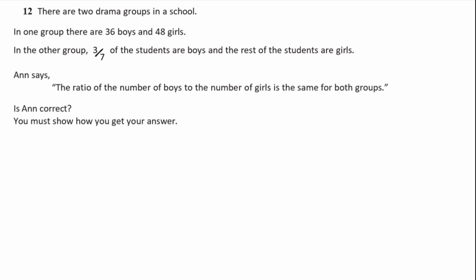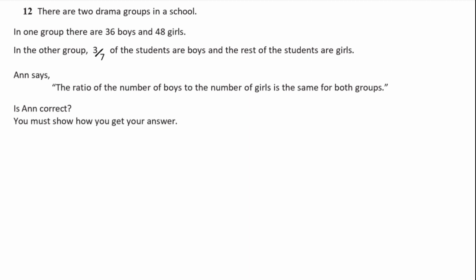There are 2 drama groups in a school. In one group, there are 36 boys and 48 girls. In the other group, 3/7 of the students are boys and the rest of the students are girls. Anne says the ratio of the number of boys to the number of girls is the same for both groups. Is Anne correct? You must show how you get your answer.